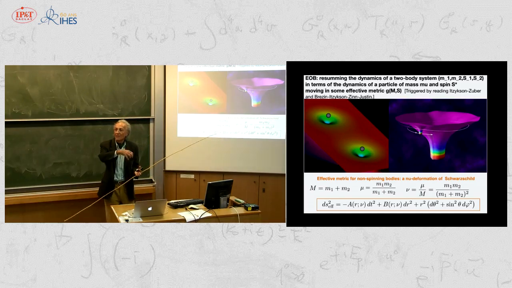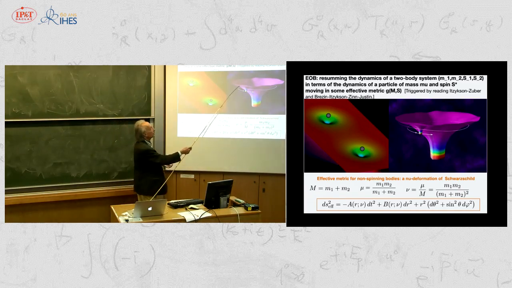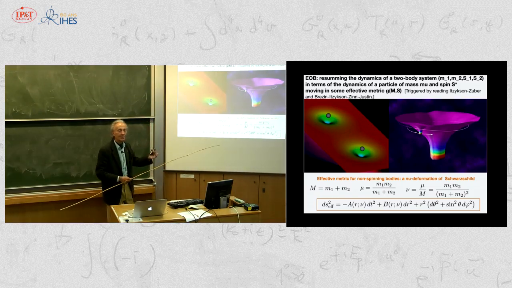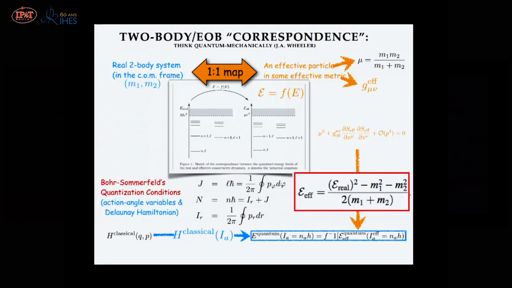test particle, moving in an external gravitational field that you don't know, an effective gravitational field, G mu nu effective, such that the geodesic motion of this particle in this effective metric is equivalent to the very complicated dynamics of the two-body system, okay? It's not at all evident that you can do that, but actually you can.